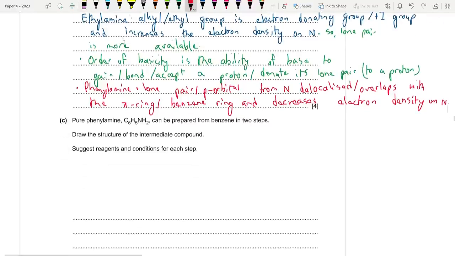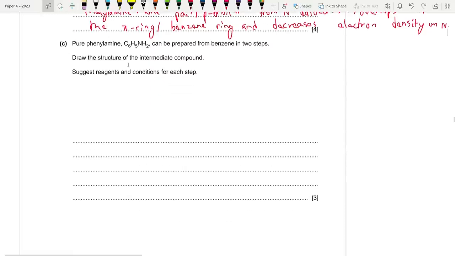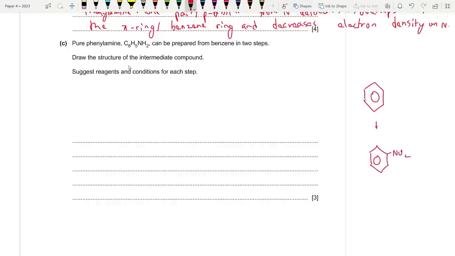Pure phenylamine can be prepared from benzene in 2 steps. Draw the structure of the intermediate compounds. Suggest reagents and conditions for each step. You can never produce it directly. This is the process. You start with benzene, followed by nitration of the benzene ring, followed by reduction of nitrobenzene to get aniline. So what is our intermediate? This guy over here. We need to draw that.